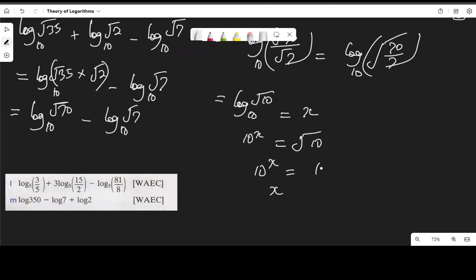10 to the power of s equal to 10 to the power of half. The bases are the same, so we equate the power. s is equal to half.